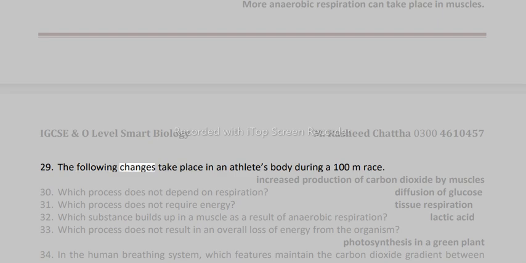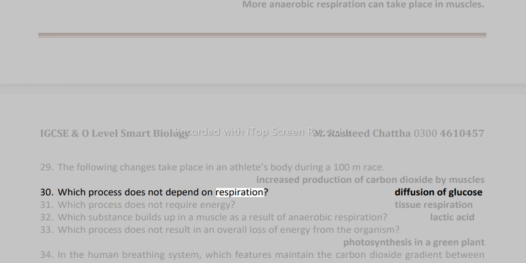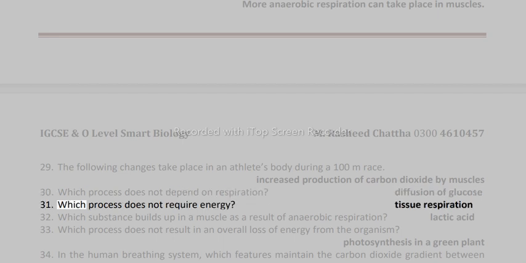29. The following changes take place in an athlete's body during a 100m race. Increased production of carbon dioxide by muscles. 30. Which process does not depend on respiration? Diffusion of glucose.